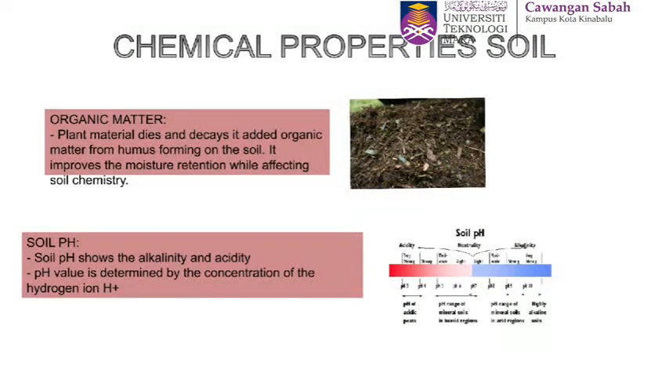There are two types of chemical properties of soil, which are organic matter and soil pH. Organic matter is plant material that dies and decays, adding organic matter from humus that forms in the soil, while soil pH shows the alkalinity and acidity of the soil, which is determined by the concentration of the hydrogen ion.